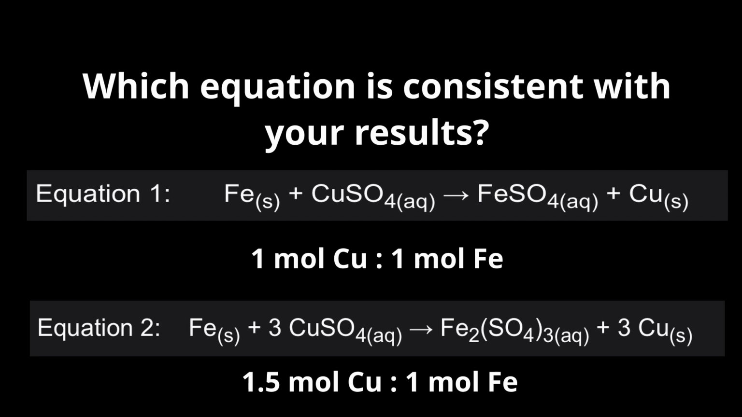If equation 1 is correct and iron 2+ is formed, the moles of copper should equal the moles of iron. If equation 2 is correct and iron 3+ is formed, we should obtain 1.5 moles of copper per mole of iron. Let's get started.